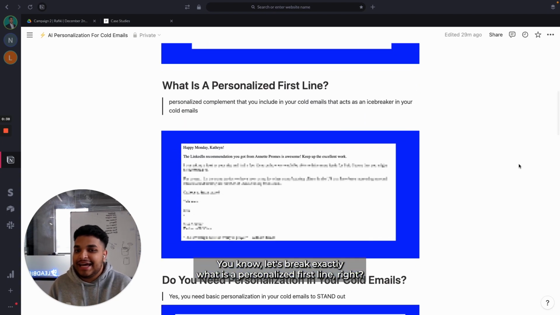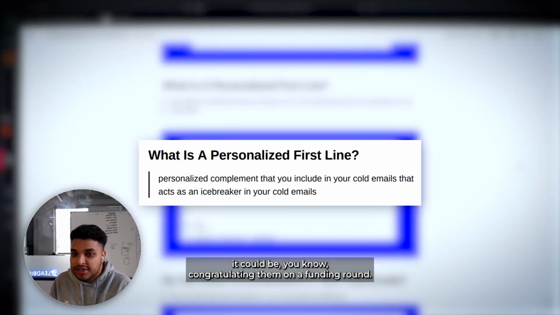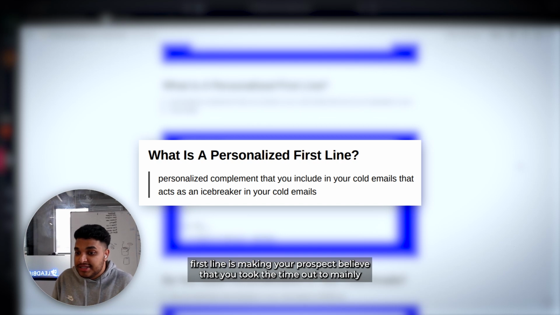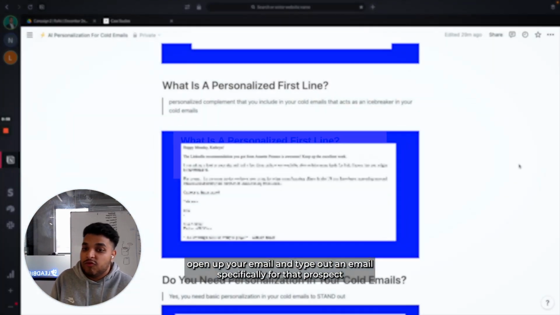Let's break down exactly what is a personalized first line, right? A personalized first line could be literally anything. It could be a compliment, it could be a reference, it could be congratulating them on a funding round. The main point of personalization when it comes to the personalized first line is making your prospect believe that you took the time out to manually open up your email and type out an email specifically for that prospect.